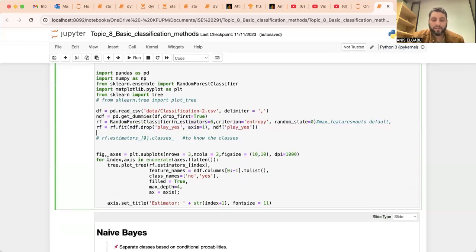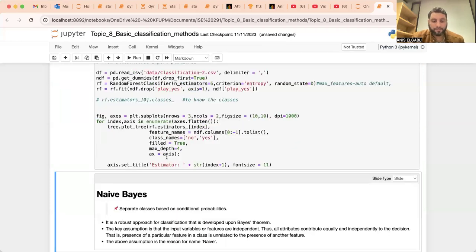Okay, since it's more than one tree, we are creating a number of subplots. We did that many times in the past, and then we iterate over those subplots, and in every subplot we plot the tree, one of these trees, one of these estimators. Okay, so we set the maximum depth to be 4. So we don't go beyond 4, we stop there. So we're kind of also doing early stopping here for every tree. Okay, and that's it. We run this code.